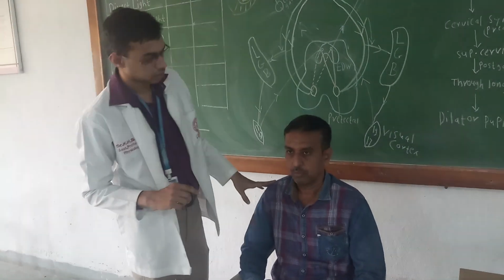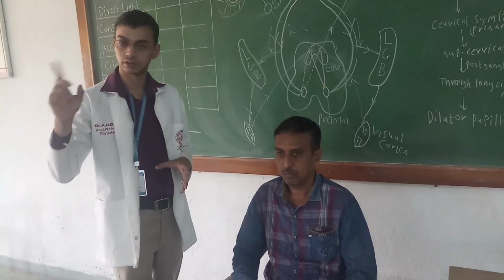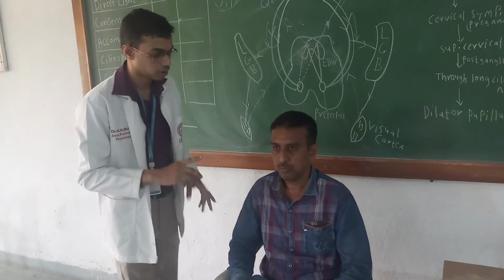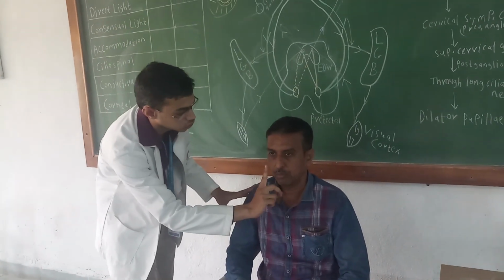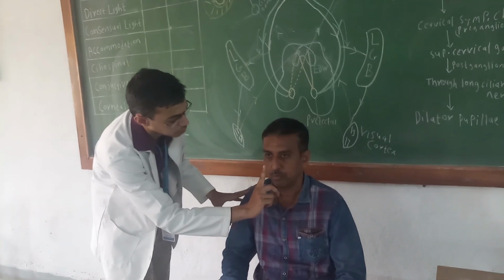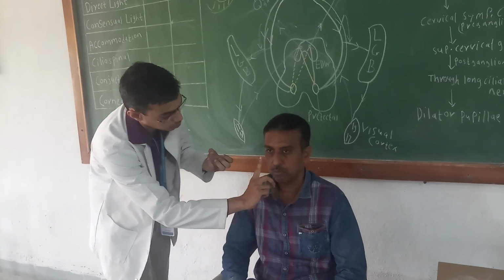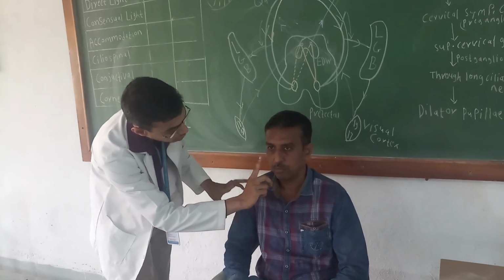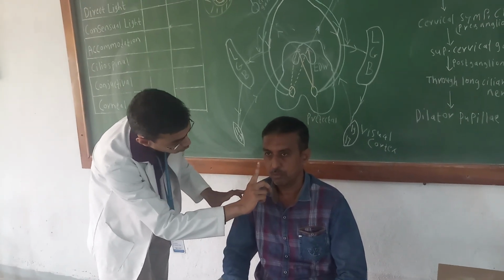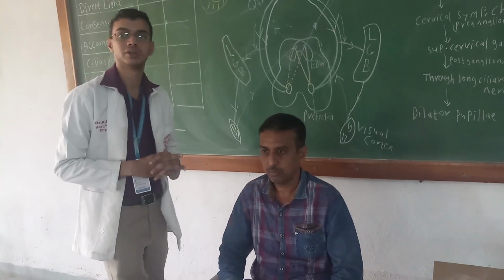Now you can see that there is no convergence of the eyeball. The subject is looking at a distant object. When I put my finger at a distance of 15 centimeters, you can see that there is constriction of the pupil and convergence of the eyeball. This response is called the accommodation reflex.